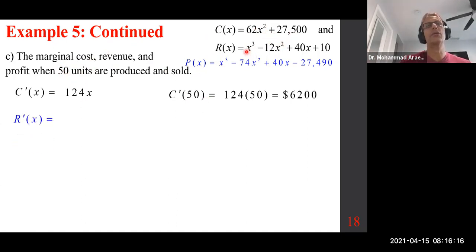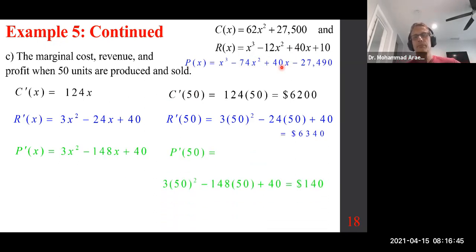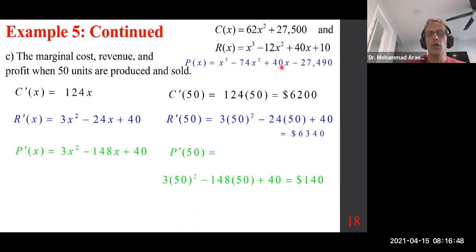R prime of x is 3x squared minus 24x plus 40, and plug in 50. Do the math. For P of x, we can do the same thing. P prime of x is 3x squared minus 74 times 2 minus 148x plus 40, and now plug in 50. For either one, you can say P prime is R prime minus C prime, or R prime of 50 minus C prime of 50. So you could use the previous two lines to get to the answer.